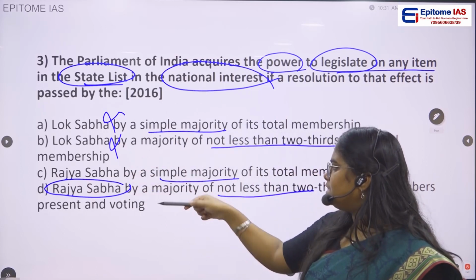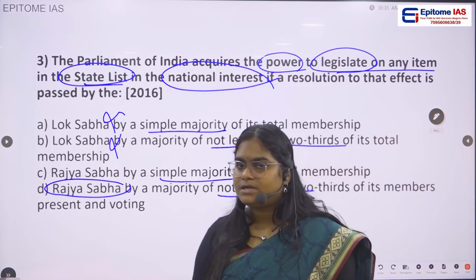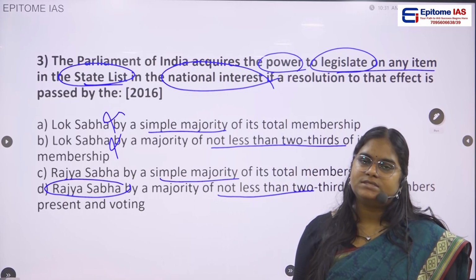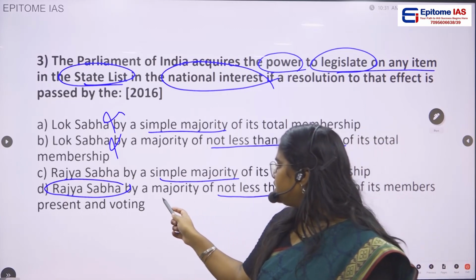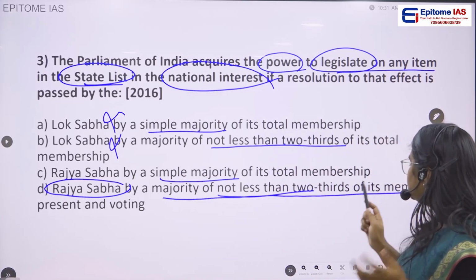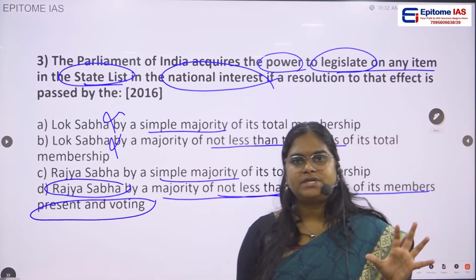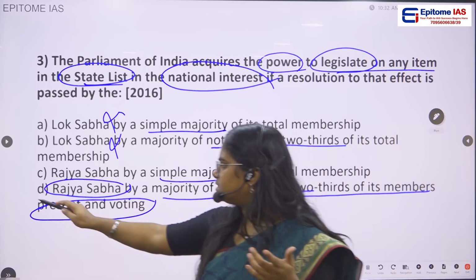Now, C and D talk about the Rajya Sabha, but the majority differs. How much majority is needed? To pass this resolution, a special majority is needed: a majority of not less than 2/3 of the members present and voting. So option D is the correct answer.